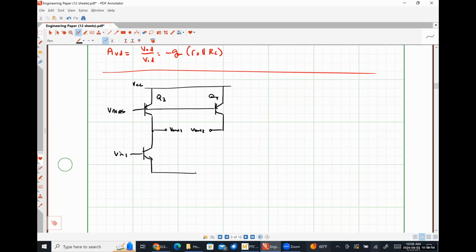VN1. VN2. Tail current source, IEE. What should our differential voltage gain for this circuit be? Hopefully you can do this literally just by inspection.